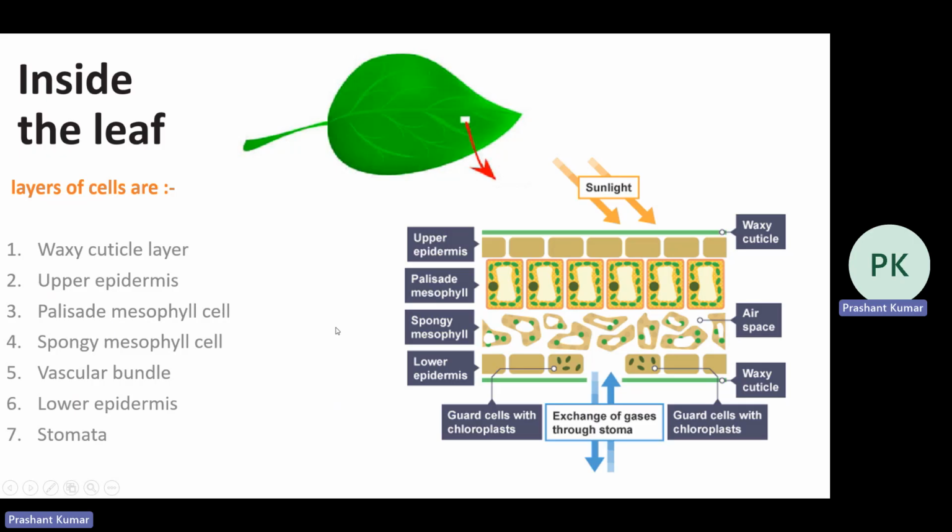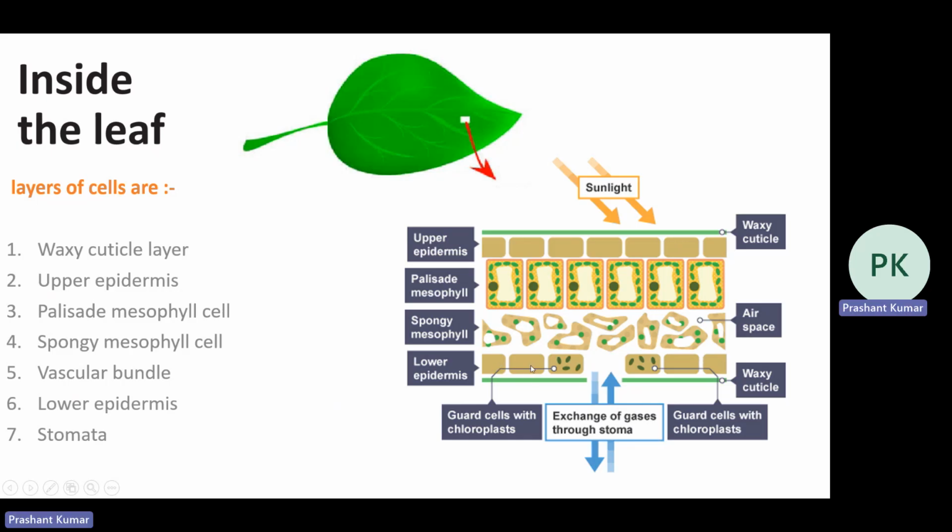Here is another slide which shows the systematic arrangement of the leaf layers. First is the wax cuticle layer, which I was saying. Then we have square cells called upper epidermis. Then we have rectangular, tightly arranged, uniform-shaped cells, that's palisade. Then we have the spongy mesophyll, which has irregular shapes. There are gaps in between the cells, called air gaps or air spaces.